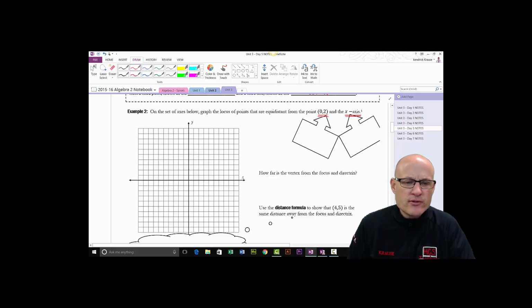So here's the point 0, 2, and here's the x-axis. I need all the points that are equal distance from a line and a point. Well, let me do those in blue. Would you agree that point is equal distance? How about this one, and this one? And if I went over, let's say 1, 2, 3, and up.